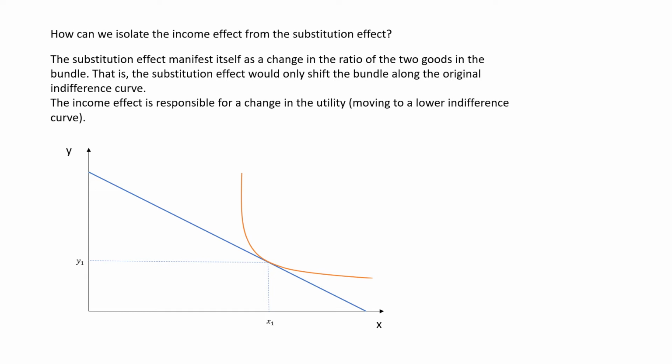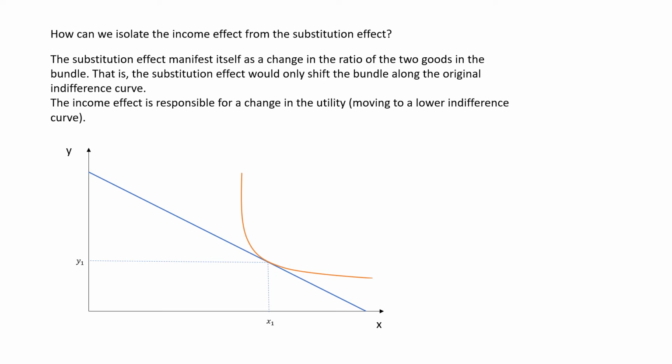We know that the substitution effect is only about the change in the composition of the bundle. So graphically, you could think of this as a movement along the original indifference curve. The income effect is responsible for not being able to reach the same indifference curve as before. So this is going to result in a movement away from the original indifference curve to a new indifference curve. Using these theoretical considerations, we can devise a graphical way to separate the two effects.